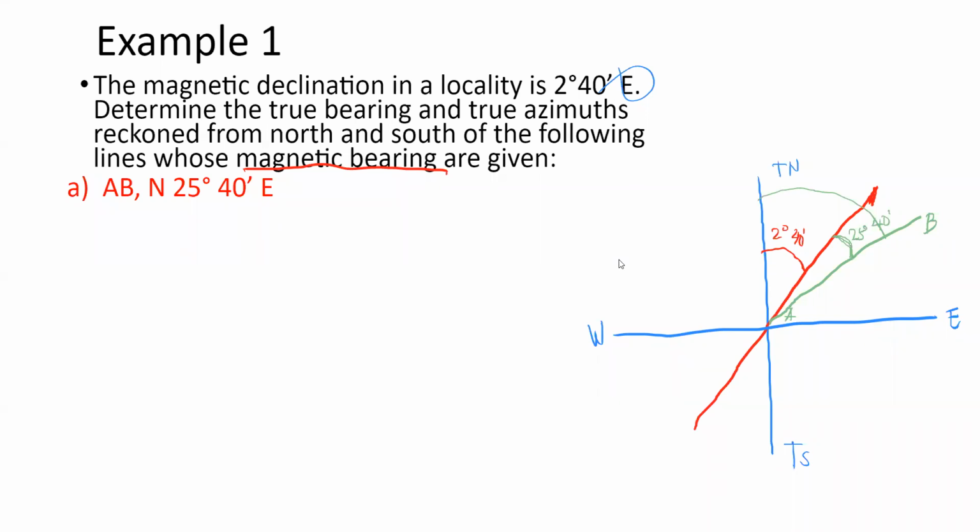Ito yon. Lagay natin yellow na lang. True bearing. Ito yung pinapahanap sa atin. The true bearing. The yellow line. Wait. Erase lang natin itong isa. Okay. Next, pinapahanap sa atin, true bearing. Yan. Yan yung true bearing natin. Okay. And next, pinapahanap sa atin is true azimuth from north.